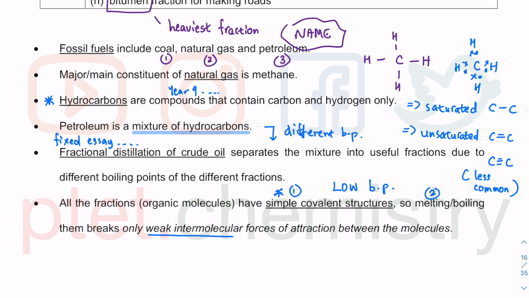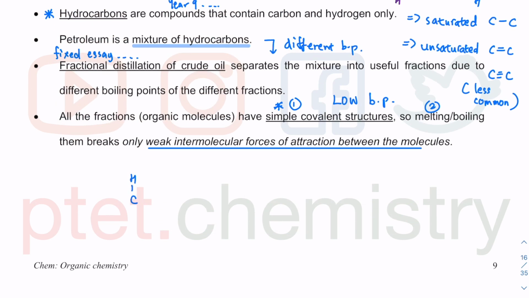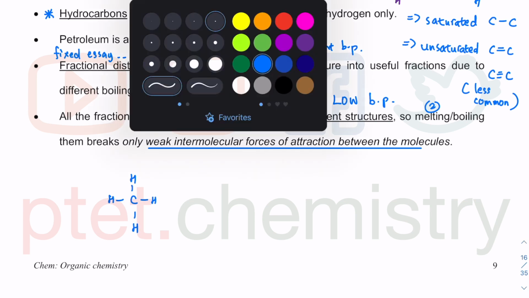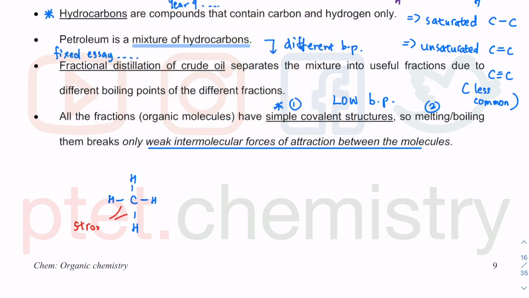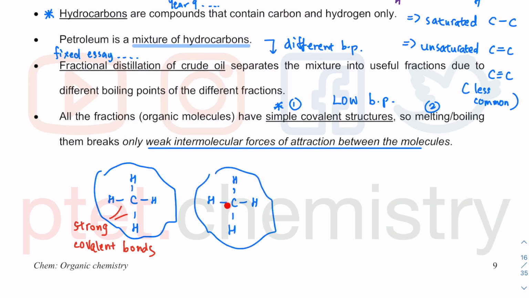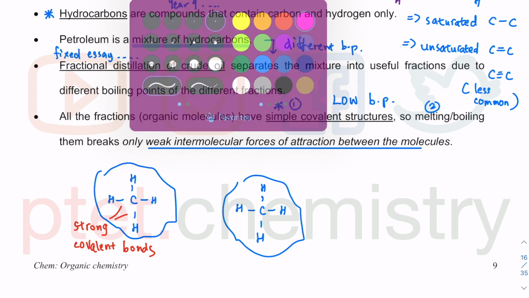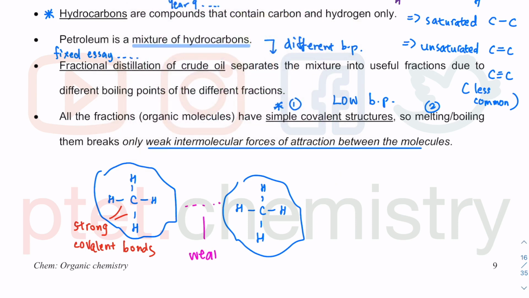You only need to break the weak intermolecular force of attraction between the molecules, such as if I have CH4 like this. So we have strong covalent bonds which we never break if we have simple covalent molecules. If we want to boil or melt them, we never break the strong covalent bond. So what am I talking about? I'm talking about if I have another methane molecule with strong covalent bond between the carbon and hydrogen, but in between the molecules, the word inter there refers to in between the molecules. These are your weak intermolecular forces of attraction from your year 9 structure and bonding.